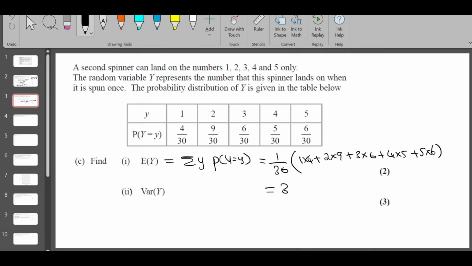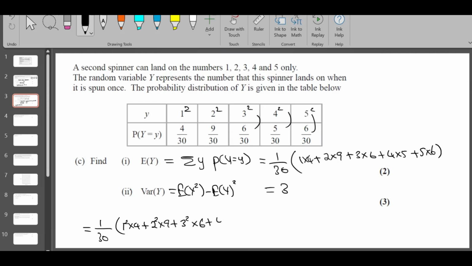Now to find the variance of Y, the formula is E of Y square minus E of Y whole square. So for E of Y square, again you need to square all the Y's and multiply by the probability. Again I'm going to take 1 over 30 as a common factor: 1 square times 4, 2 square times 9, 3 square times 6, 4 square times 5, 5 square times 6. That's E of Y square, minus E of Y whole square. So let's calculate this now.